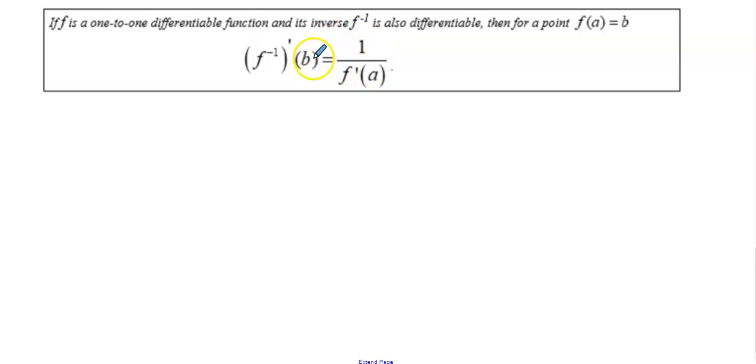So you guys can see what I did here. You can see that I switched x and y, in this case our a and our b. So I made this our a, and then I took the derivative of our original function. I plugged in that a value, and then I put it over 1.